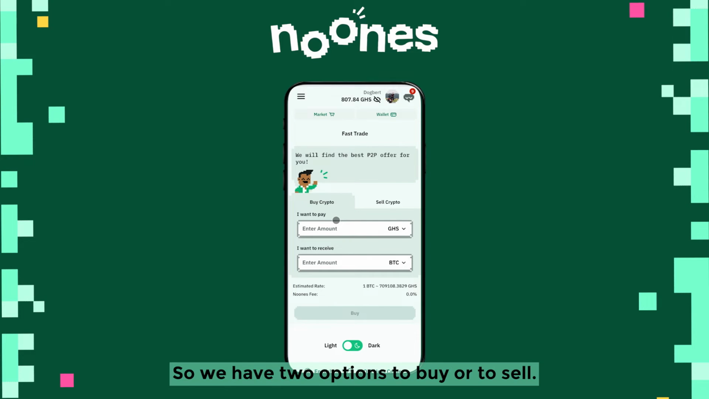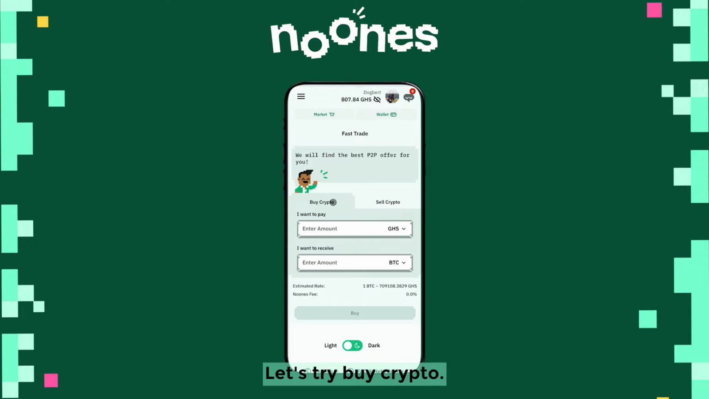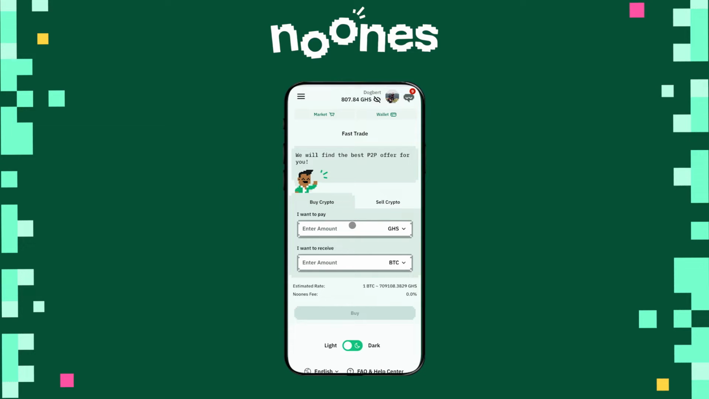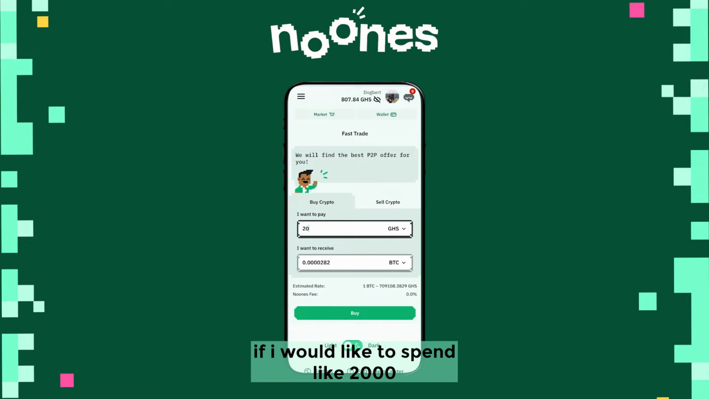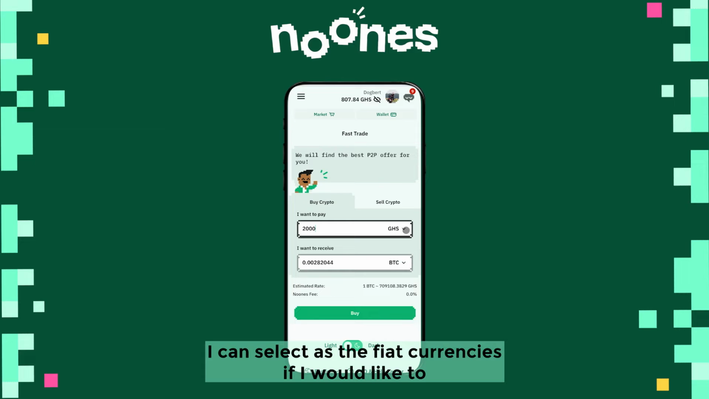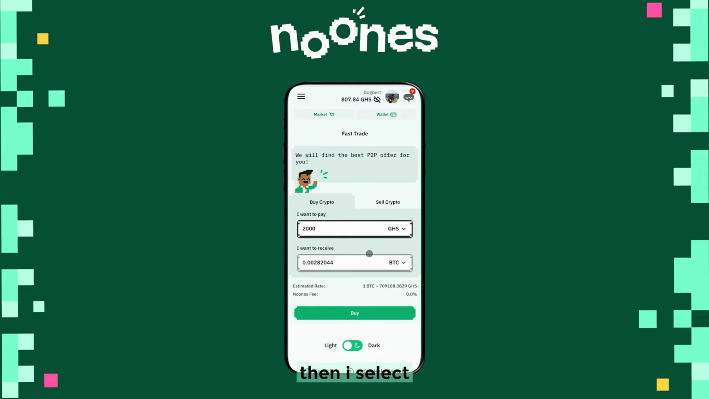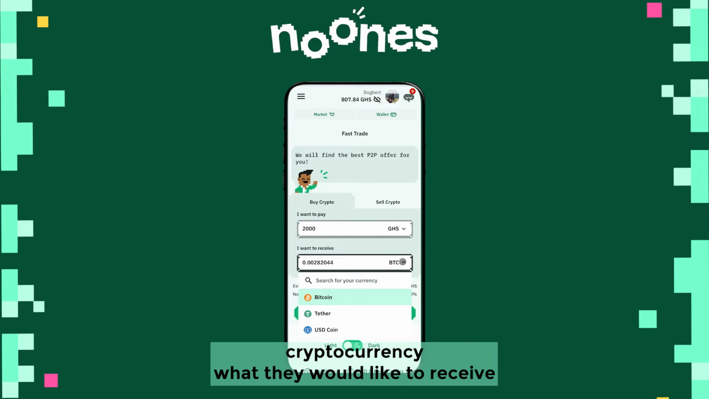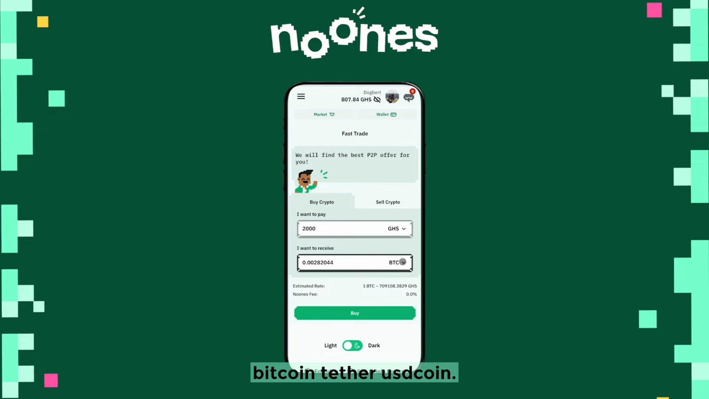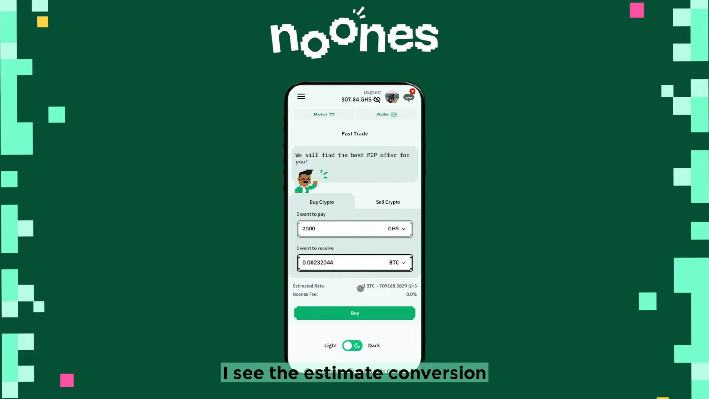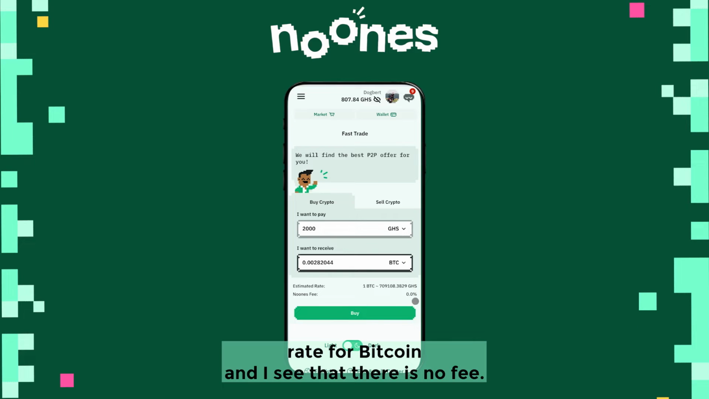So we have two options, to buy or to sell. Let's try buy crypto. First, I need to provide fiat amount that I would like to spend, like 2000 of cedis. I can select other fiat currencies if I would like to. Then I can select cryptocurrency that I would like to receive, Bitcoin, Tether or Circle. I see the estimate conversion rate for Bitcoin and I see that there is no fee.